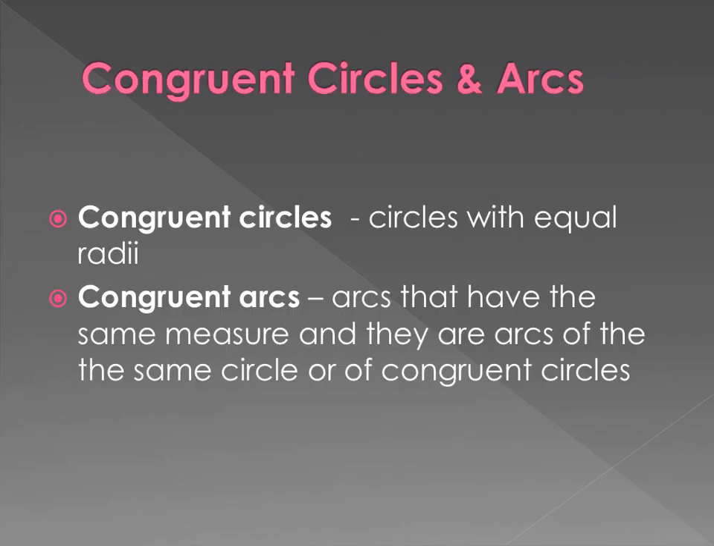Congruent circles and arcs. So we already talked about congruent circles, right? These are circles with equal radii. Congruent arcs are arcs that have the same measure, and arcs of the same circle or congruent circles.